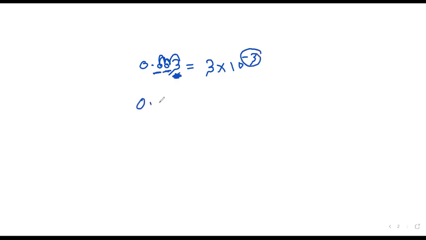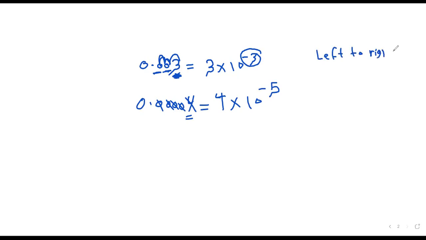Another example. You write here 4 times 10 power, like 1, 2, 3, 4, 5. 10 power negative 5. And why do we put it negative? Because you go from left to right. And the number is decimal, not a whole number.